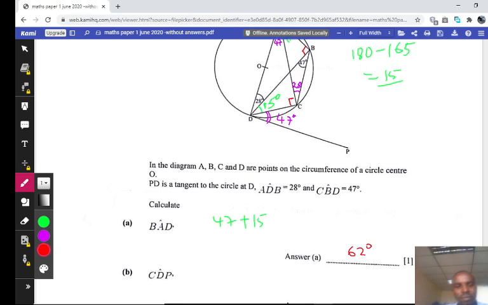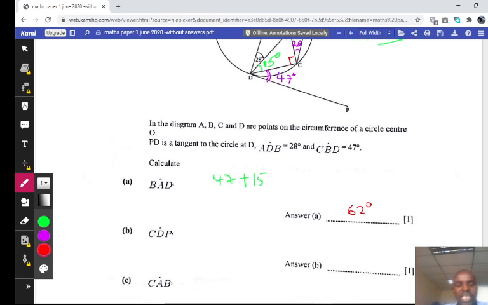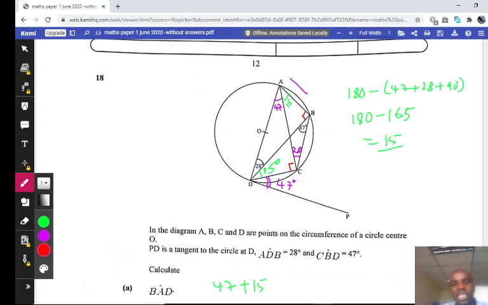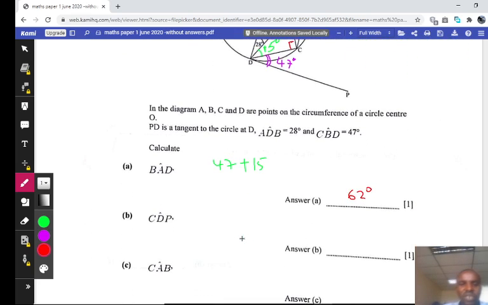Next, angle CDP. Where is angle CDP? It's C, then D, then P. It's 47 degrees. So this one is 47 degrees. Reason, I'm sure you've seen it. The exterior angle of a triangle is equal to the opposite interior angle.